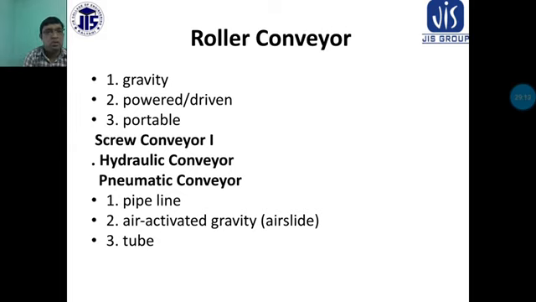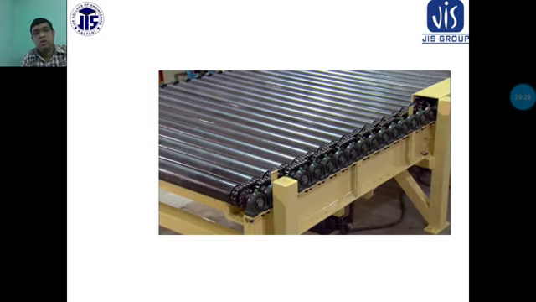And another is the tube conveyors, which come under the pneumatic conveyor system. During the tube conveyors, the material flows through the tube, and this is considered the tube conveyor.